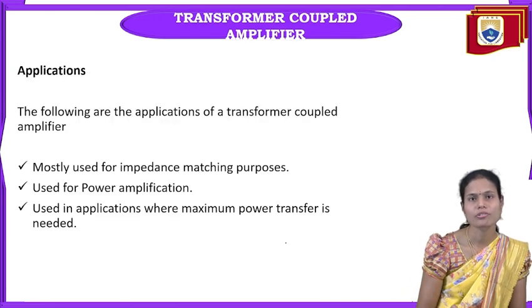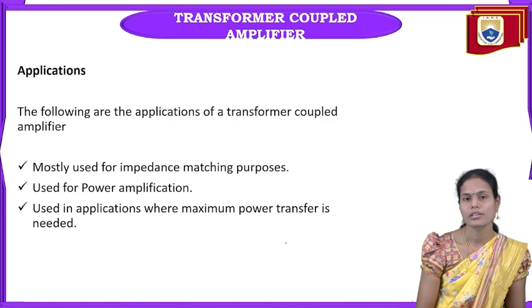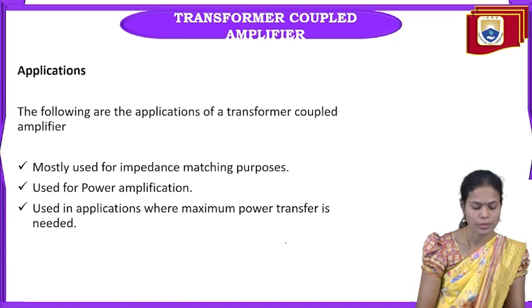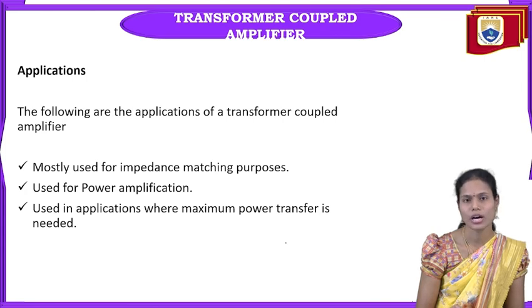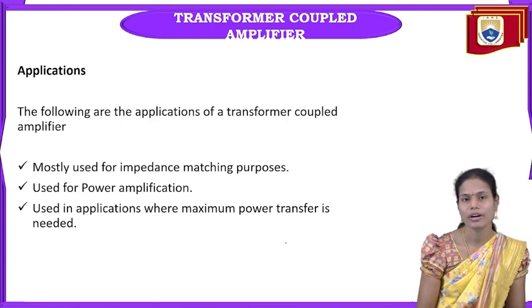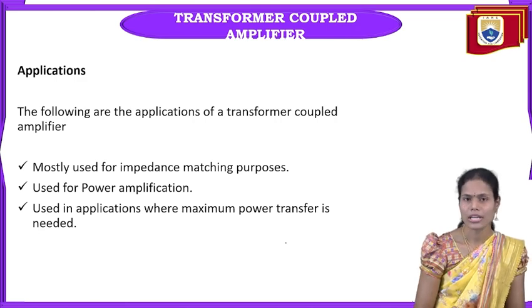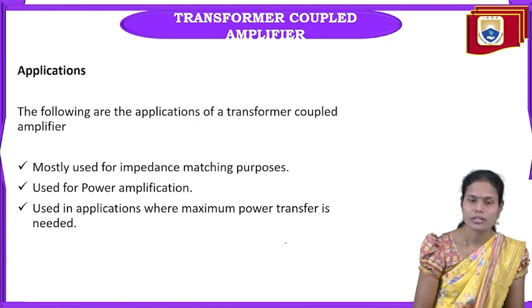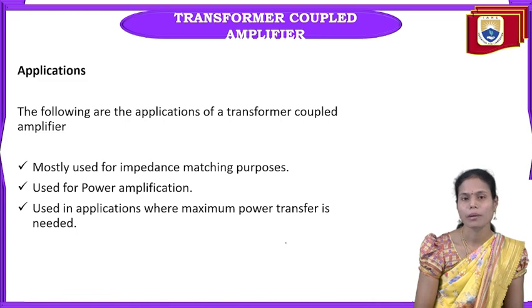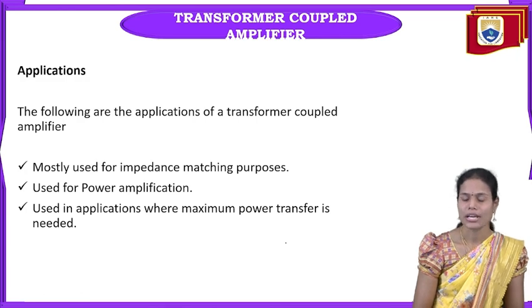While coming to the applications of the transformer coupled amplifier, in most cases to provide impedance matching between two stages, we utilize the transformer coupled amplifier, and mostly for power amplification. Why? Because the gain improves more compared to the RC coupled amplifier. That's why we utilize it for power applications, and wherever maximum power transfer is required, we can utilize transformer coupling. In the case of the RC coupled amplifier, we do not utilize it in the final stages. But the transformer coupled amplifier we can utilize for the final stages because of its high gain.